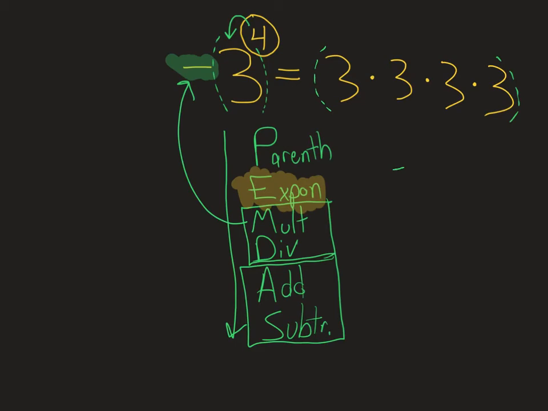And that means 3 times 3 times 3 times 3, I think we already did that problem, is 81. And after we finish, we then apply the negative, and we get negative 81. Okay? So let's show you one more example.